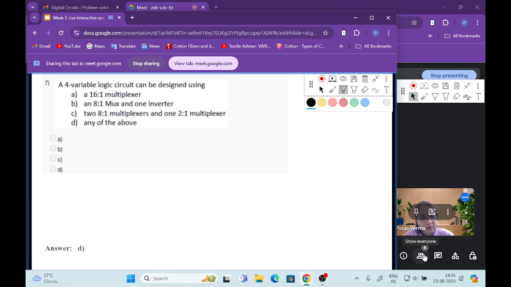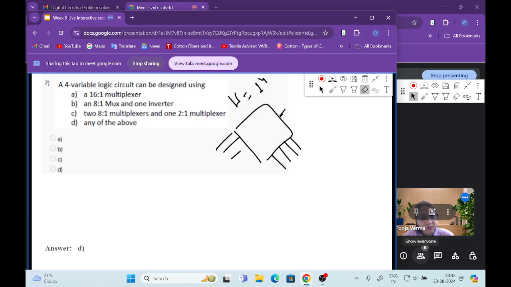Just think about it. A 4-variable logic circuit can be designed using a 16:1 multiplexer. A 16:1 multiplexer means 16 inputs, which is 2 to the power 4. That means 4 selection lines and 1 output, right? A 16-into-1 multiplexer is 2 to the power 4.